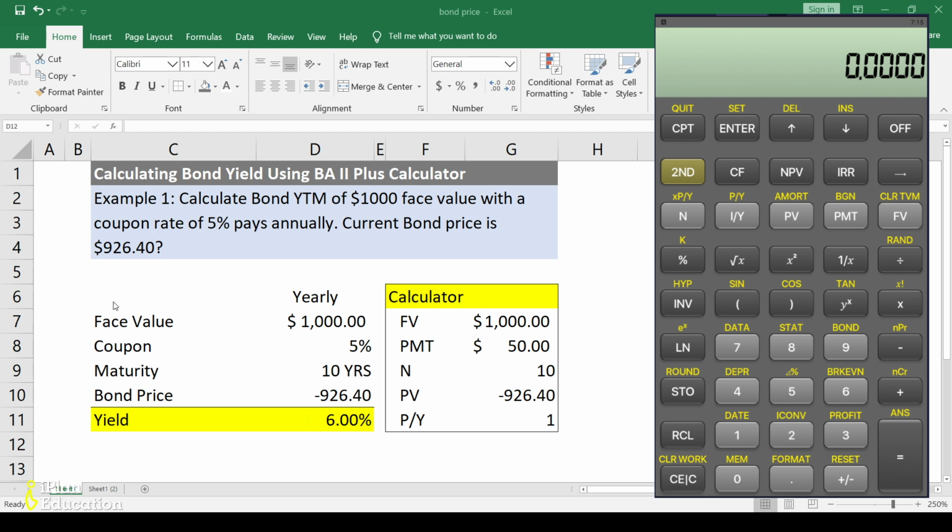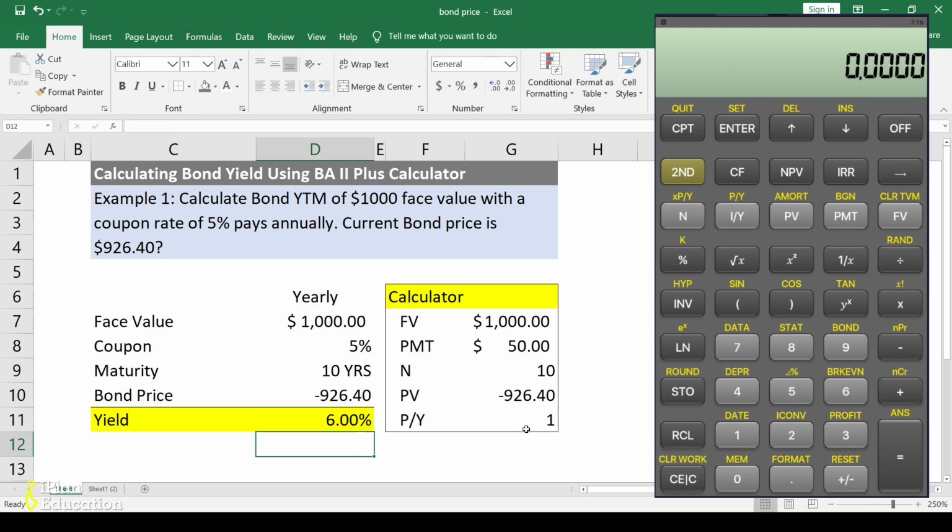So let's understand, there's an example here. Calculate the bond yield to maturity of a $1,000 face value bond with a coupon rate of 5% per annum. The current bond price is already given, that is $926.40. Maturity is 10 years, coupon rate is 5%, face value is $1,000, right? And we have calculated the yield using the rate formula in bond price.